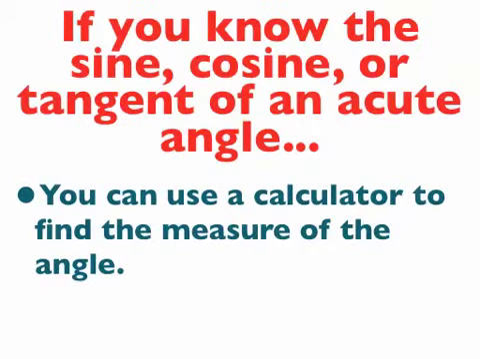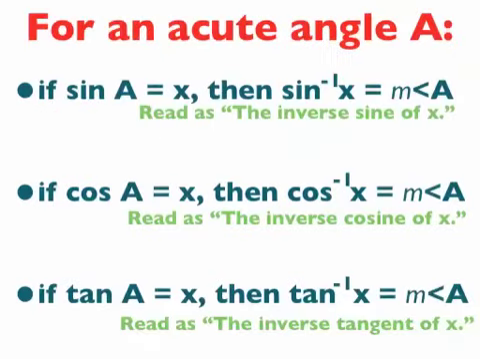If you know the sine, cosine, or tangent of an acute angle, you can use a calculator to find the measure of the angle. We're going to do this using what we call inverse sines. If the sine of A equals x, then the sine to the power of -1, and if you see the little -1 as your exponent, that is read as the inverse sine of x, will give you the measure of angle A. If you have a calculator, usually you have to click a shift or a mode or a second button, and then click the sine button, and then instead of doing sine, it will do the inverse sine.